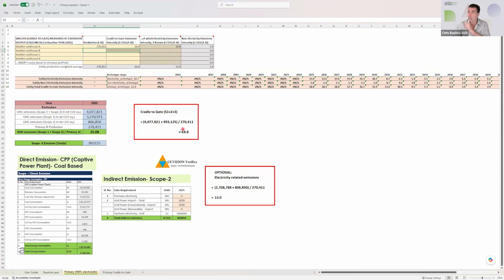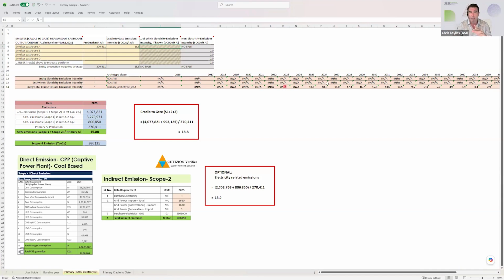Because it's cradle to gate, it must include those scope 3s, and they're coming in as alumina or purchased anode if you're not producing your own anode. So 18.8 is the number to add, and that is done in one field here under the cradle to gate emissions intensity, 18.8, along with the corresponding production value. Now, that's all you need to do. Those two numbers are all that you need to enter into the tool to describe a given slope.